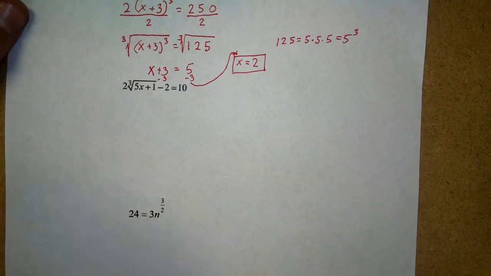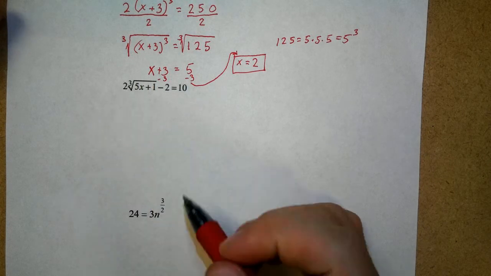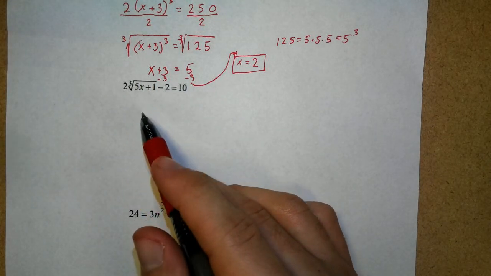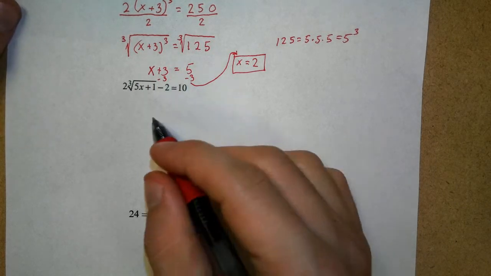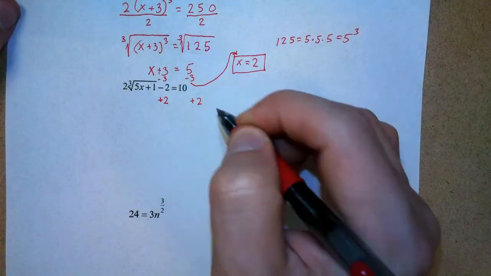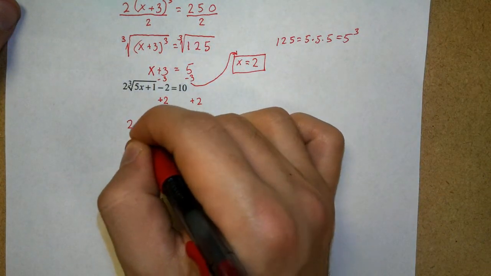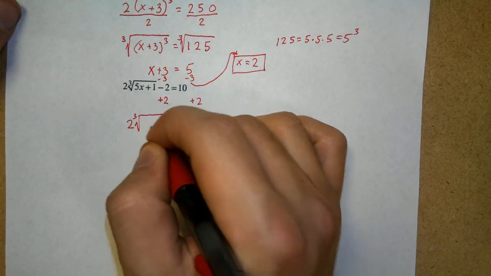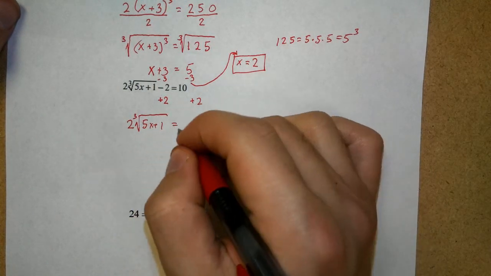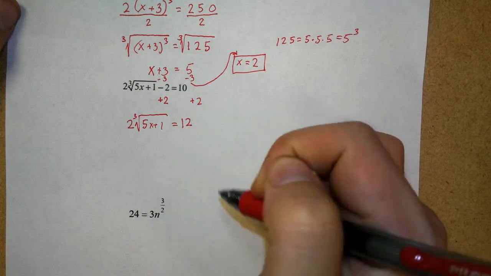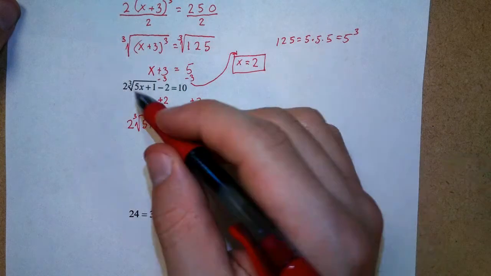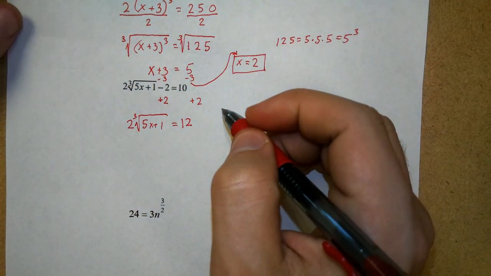So this time we see a cube root in here, so we want to get rid of our cube root, but in order, of course, we want to do reverse PEMDAS. So let's get rid of our -2 by adding that to both sides. So we have 2 times the cube root of 5x plus 1, which is equal to 12. And then we're going to divide by 2.